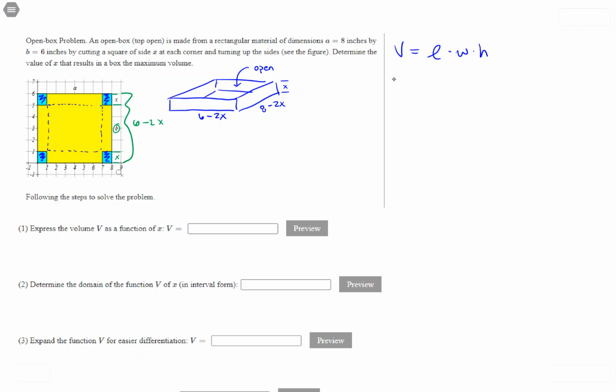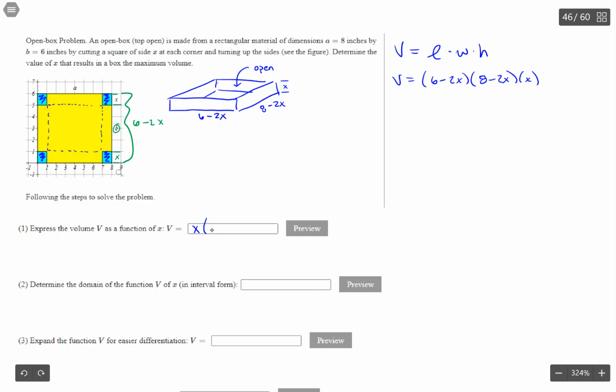So what we can say now is the volume of the box is a length of 6 minus 2x times a width of 8 minus 2x times a height of x. So that right there is the answer to the first part. So you can go ahead and fill that in, and you're all done there.